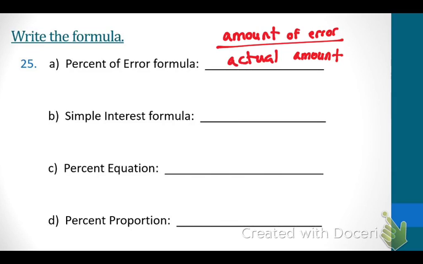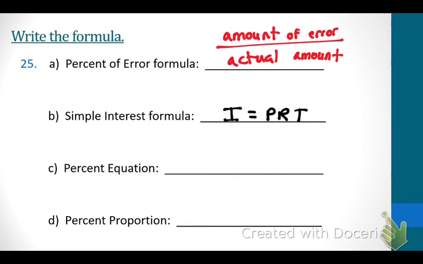On to the next one. Gerard, what is the simple interest formula? I equals P times R times T. Guys, what did that word P stand for? Percent. Not percent. Principal. That's the starting dollar amount that you have.